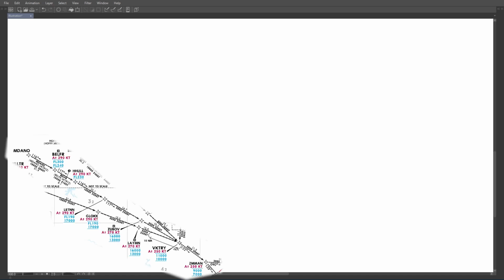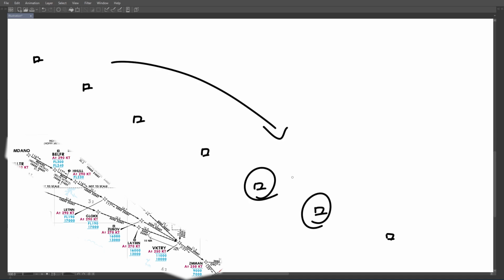So let's go back to the chart, and I'm looking at the chart. So there's Medano, Belfer, Hall, Ledin, Zubov, Victory, and Zeman, right? So what we're trying to do, instead of looking at the fix that is immediately in front of you, is look ahead. You're basically looking at the fix ahead of you, at least 2 or 3 fixes before, right?